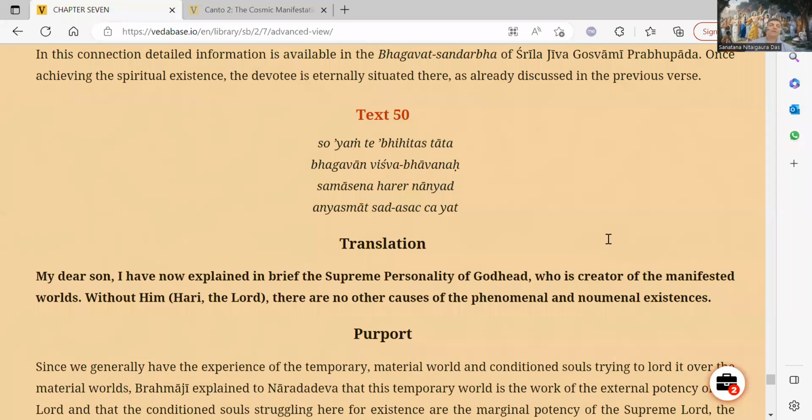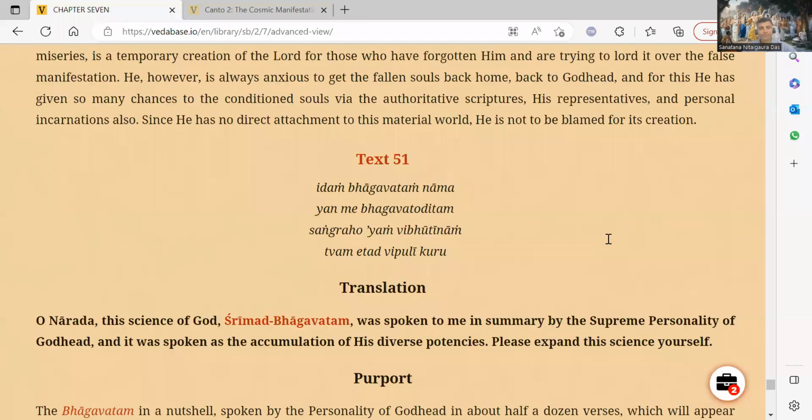My dear son Narada, I have now explained in brief the Supreme Personality of Godhead, who is the creator of the manifested world. Without Him, Hari, the Lord, there is no other cause of the phenomenal and human existence. So this is the conclusion of 2.5, the cause of all causes. Brahma is saying, my dear son, please understand the Supreme Lord, He is the cause of all causes.